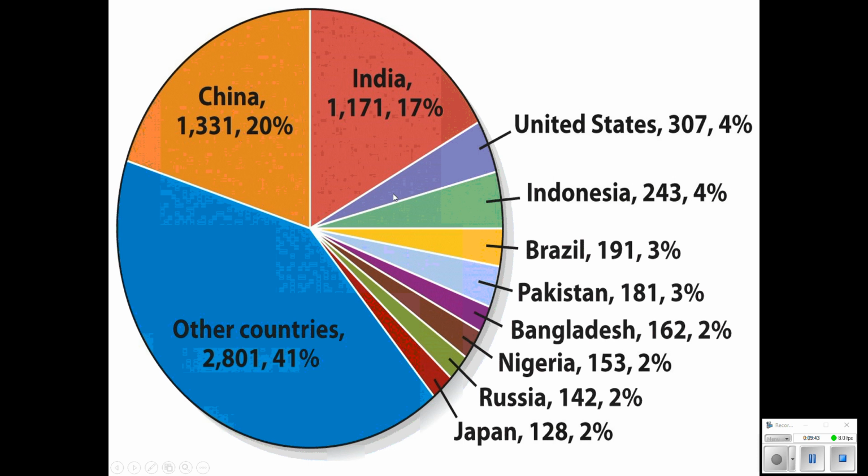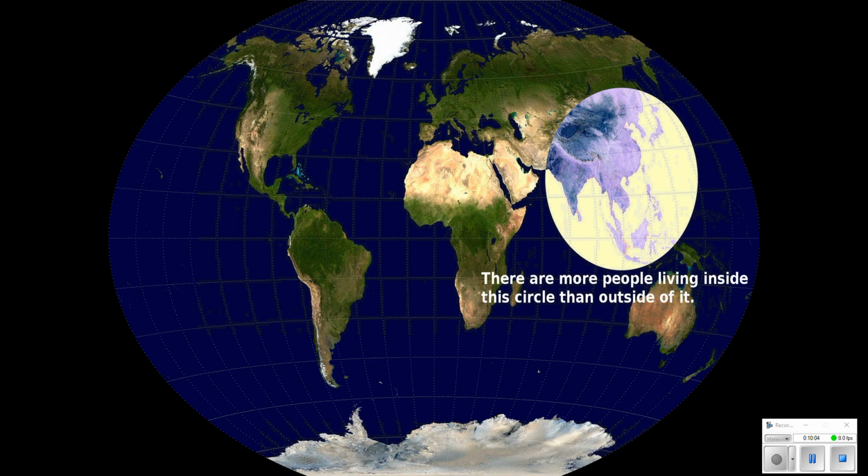So here they are. China's still a little bit bigger than India, but as I said, India is still growing slightly faster than China. The United States, Indonesia, Brazil, Pakistan, Bangladesh, Nigeria, Russia, Japan, rounding out that top 10 or so. All of the other countries in the world, less than half of total global population. Interesting statistics, quantitative data. Here's the one kicker.